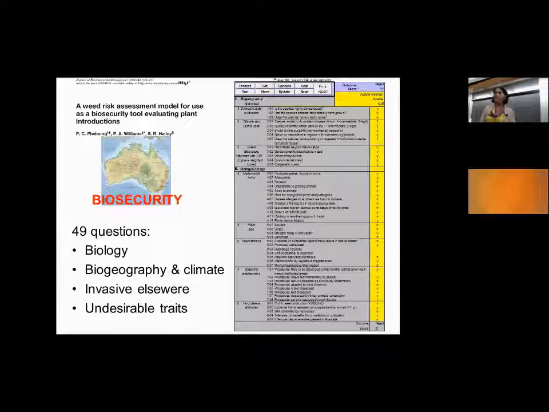The first of these risk assessments was constructed in Australia for biosecurity, and it's a quiz of 49 questions about the biology, the biogeography, the climate, invasive species elsewhere, and undesirable traits. With this protocol, you screen the species and get a score, and depending on the score, you either allow the species to enter the country, reject it, or, if there is not enough information, require more information.